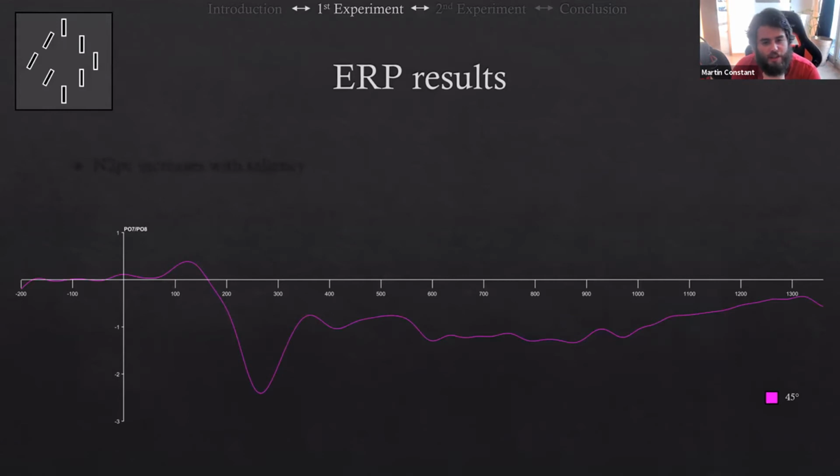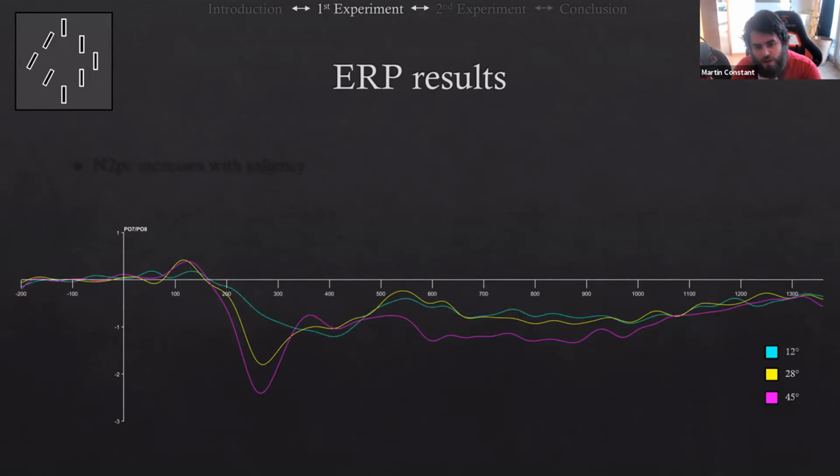So here, what you can see is the ERP for the 45 degree displays. There is a clear N2PC between 200 milliseconds and 300 milliseconds, and a clear CDA that we measure from 500 milliseconds on to the end. For the 28 degree displays, there's also a nice N2PC and a slightly weaker CDA, but nonetheless significant. For the 12 degree display, the CDA is virtually the same as for the 28 degree displays, but the N2PC seems much more extended in time. That is, if it's really an N2PC.